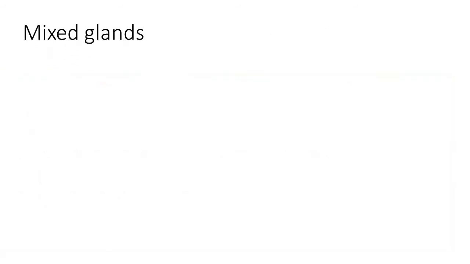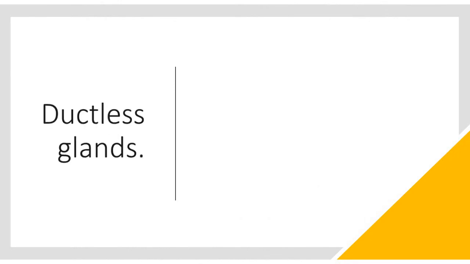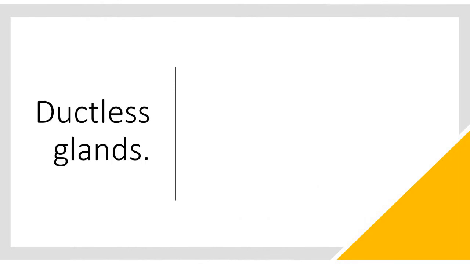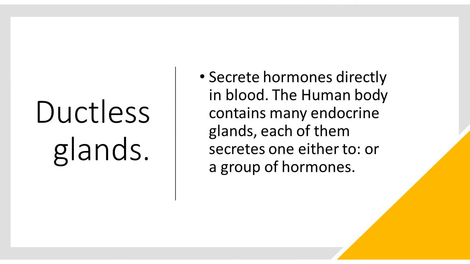The second type is the mixed gland, which has both exocrine and endocrine functions, which is the pancreas. It's the only organ known for that. It has both. Mixed glands have both exocrine and endocrine parts. The third and final type is called ductless glands, and these glands secrete their hormones directly to the blood without any duct.